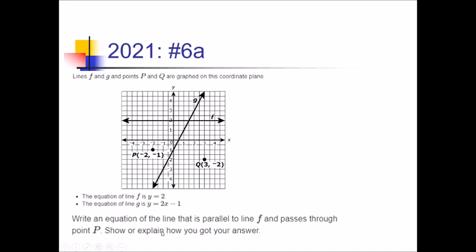So for the first part, part A, they want to know an equation of a line that's parallel to line F and passes through point P. And then they want us to tell us how they got the answer. So the key here is parallel means we're going to have the same slope. So that means I need to write the equation of another horizontal line. Specifically, I need a horizontal line that goes through this point P, that goes through the point negative 2 comma negative 1. To write the equation of a horizontal line, it's just going to be y equals the y value of whatever point you want it to go through.